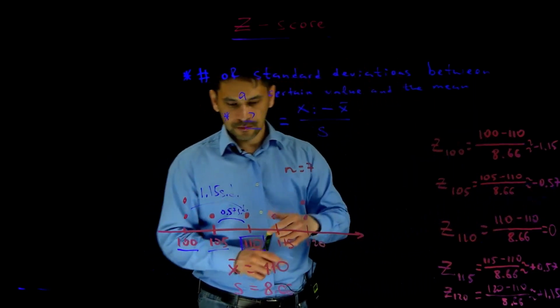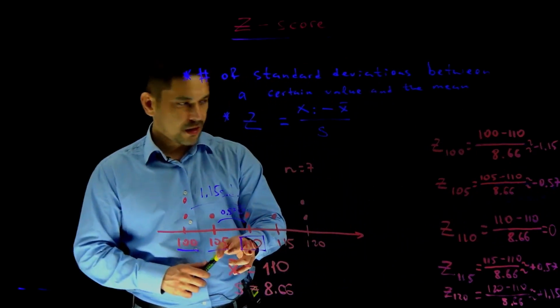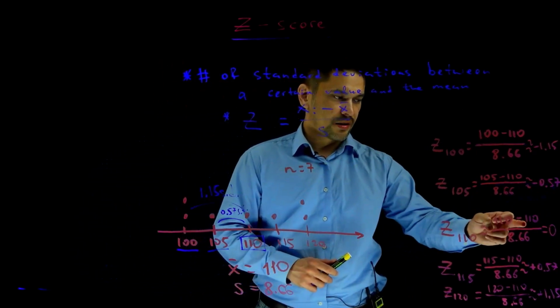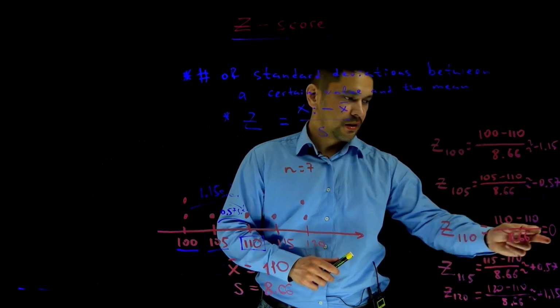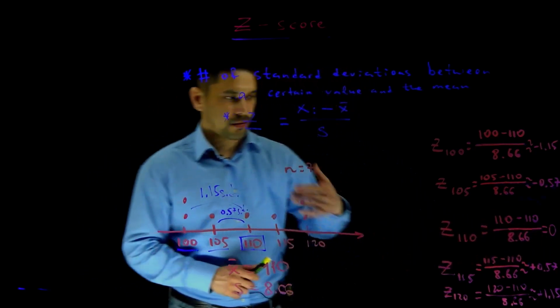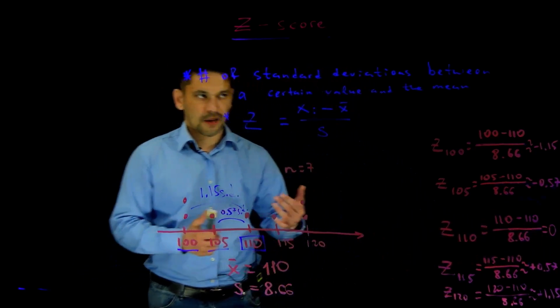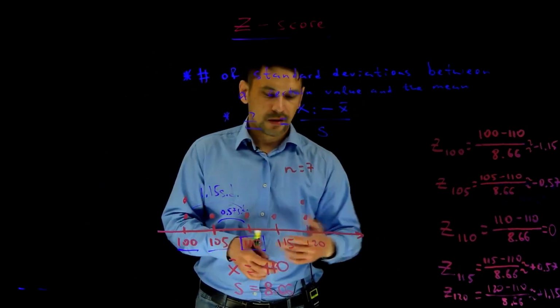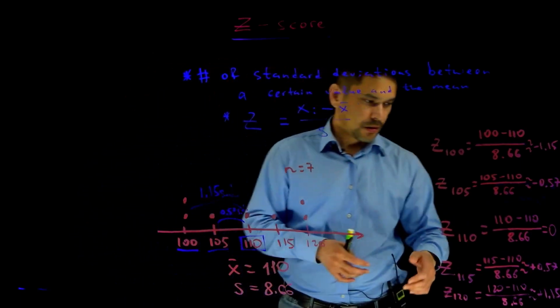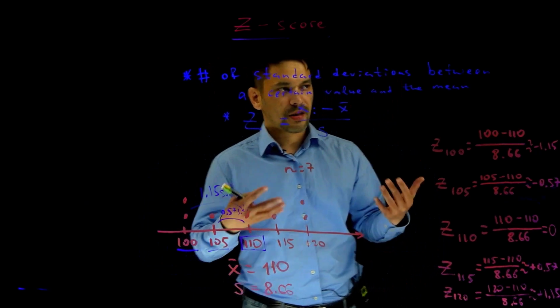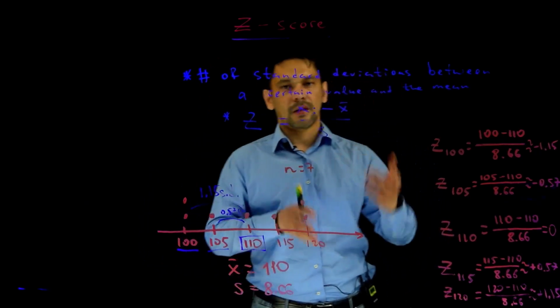Now the z-score for the average itself is going to be equal to 0, because 110 minus 110 divided by 8.66 gives me 0. That means 110 is 0 standard deviations away from the average. So it's no different from the average. There's 0 standard deviations between 110 and the average.